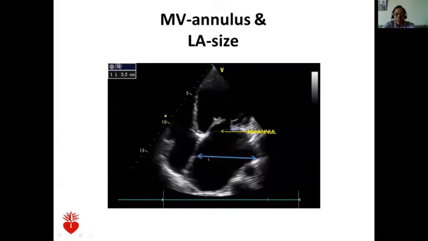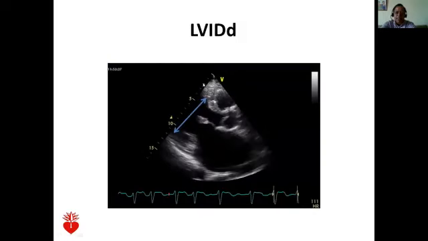And this is the four chamber view, measurement of the mitral valve annulus and the size of the LA. In our institute, we usually take two dimensions of the LA size for the surgeons. And this is how to measure the LV IDD.